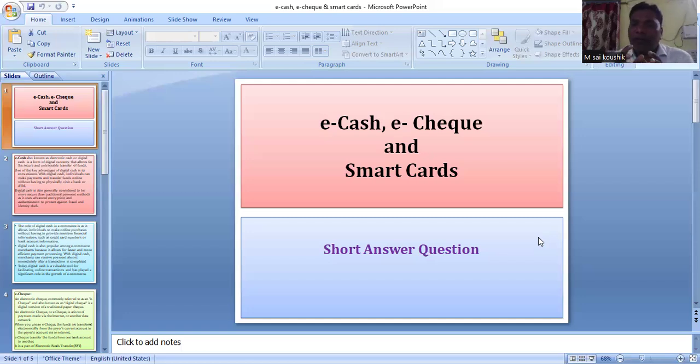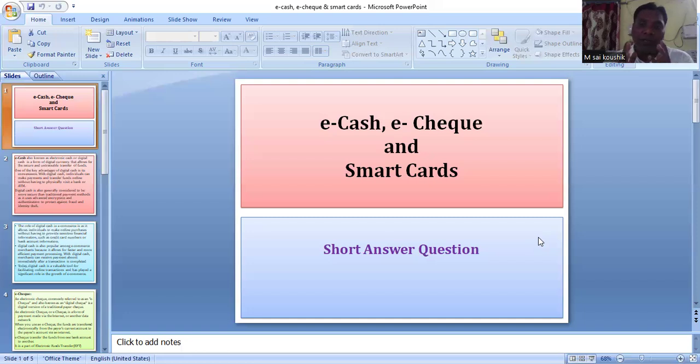What is included in that chip? Your personal information, your bank information, your transaction information, your business information. Everything is possible. So this is a brief introduction to what e-cash, e-check, and smart cards are.